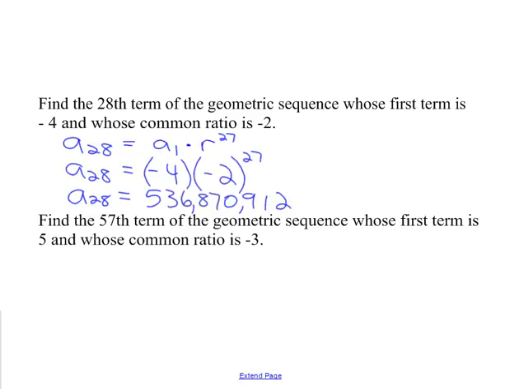All right, let's look at the second example. Find the 57th term of the geometric sequence whose first term is 5 and whose common ratio is negative 3. Once again, we're going to start out by using our formula. We want the 57th term, so that's a sub 57. Plug in the first term, which they told us was 5, multiplied by the common ratio, which is negative 3, raised to the n minus 1 power. 57 minus 1 is 56.